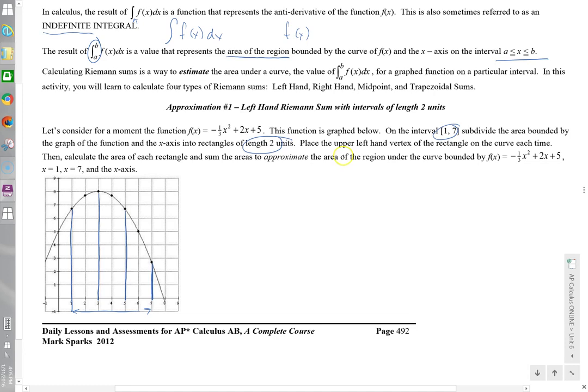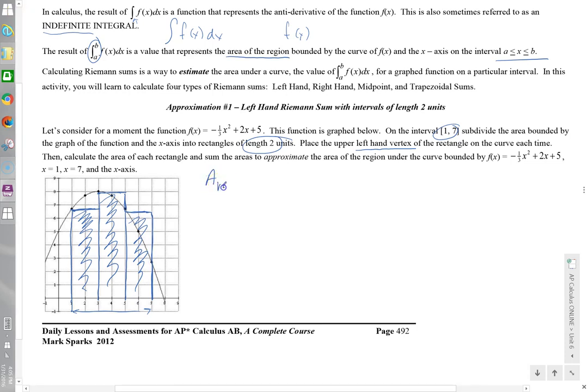And we're going to use the left-hand vertex of each rectangle. So I go to the left, and from here over, that's the height of that rectangle. Left and over, this one goes a little bit outside of our function. So does this one right here. So this is the area we're going to calculate to estimate the area underneath the curve between 1 and 7.